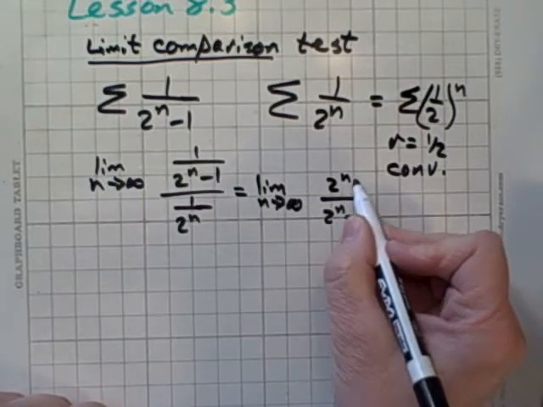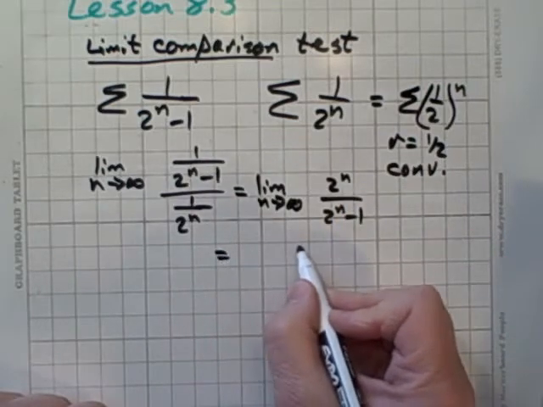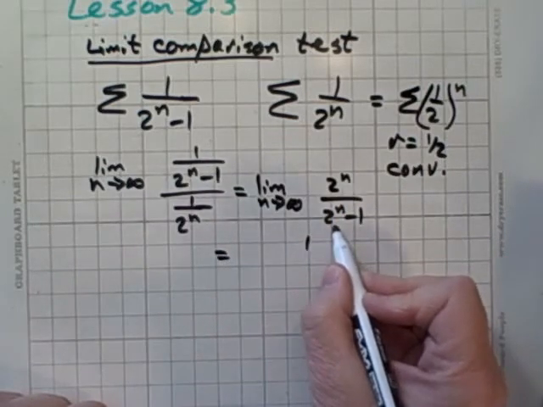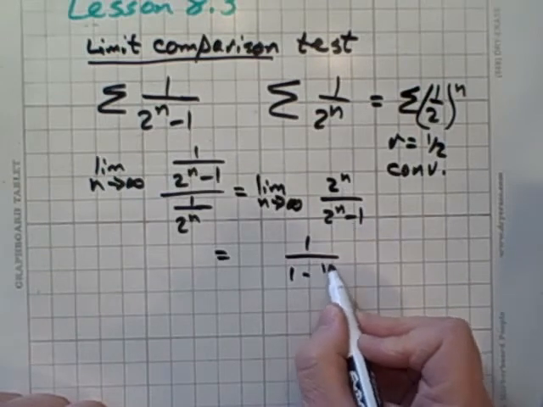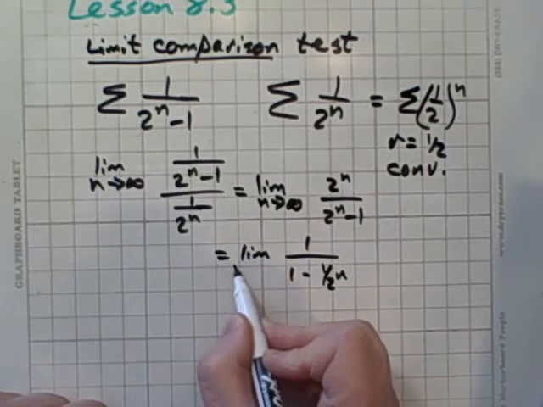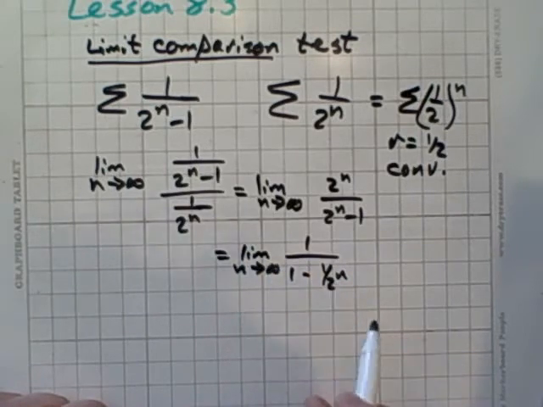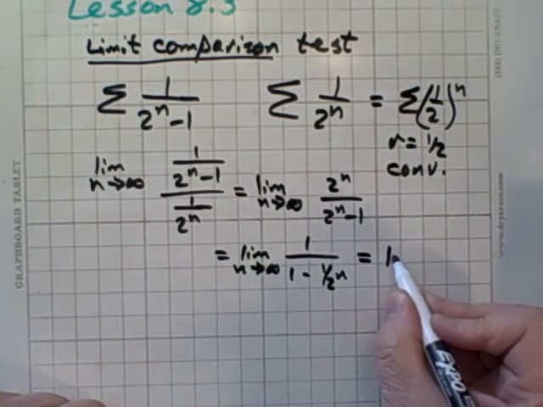Divide each of these terms by 2 to the n. So if I divide this by 2 to the n, I would get 1. If I divide this by 2 to the n, I get 1. And if I divide this by 2 to the n, I get 1 over 2 to the n. Thinking through the limit as n goes toward infinity, this term would head toward 0. And yes, we have a positive constant.